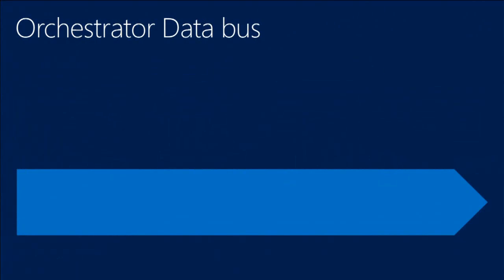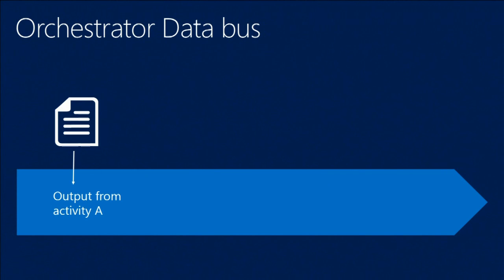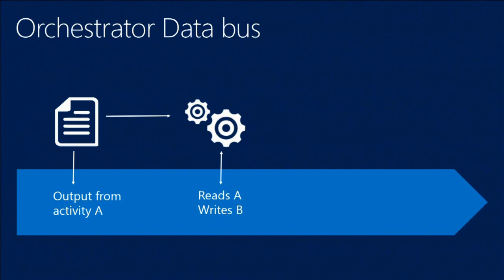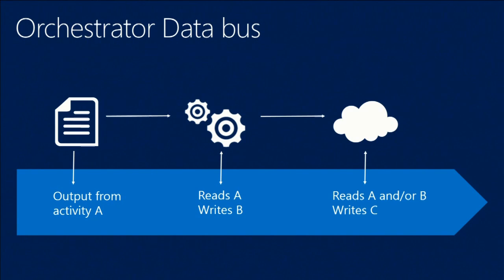So back to that data bus that Anders mentioned. With our runbooks, as each activity in our runbook executes, it publishes data automatically to a shared data area we call the data bus, and each subsequent activity in our runbook can use the data published by the previous activity. So activity B can consume data from activity A, and C from A or B, and so forth. So it allows us to build an automated process that behaves dynamically based on runtime conditions.